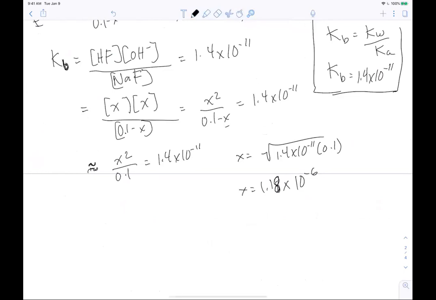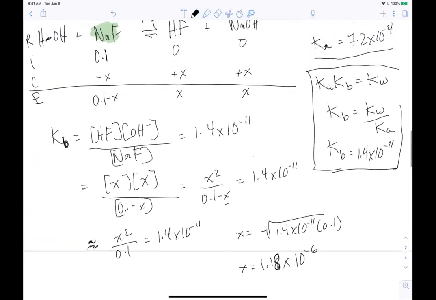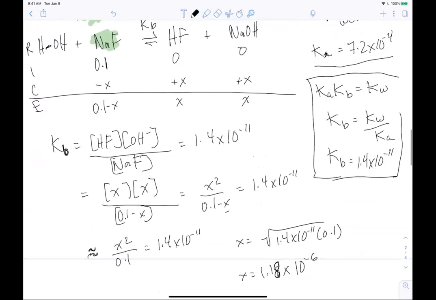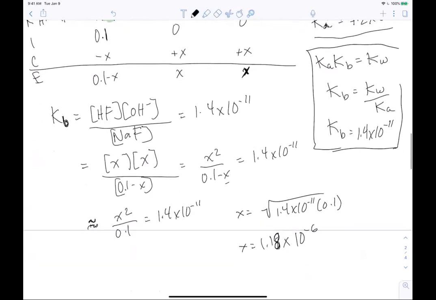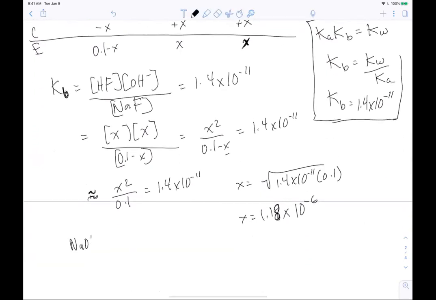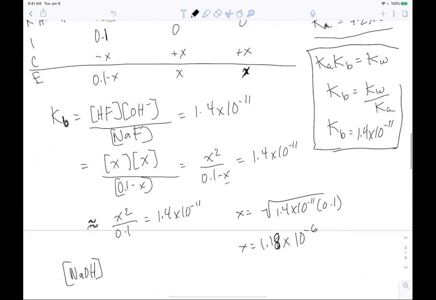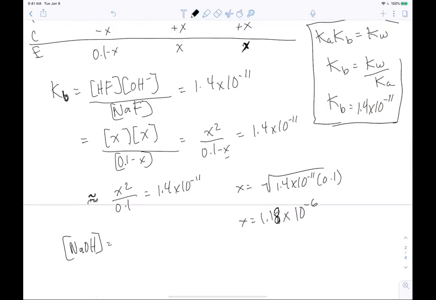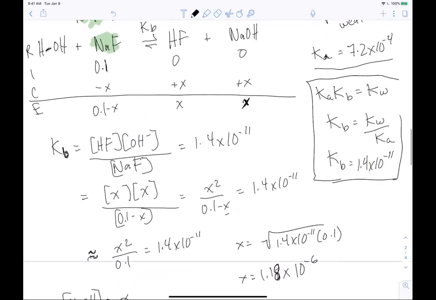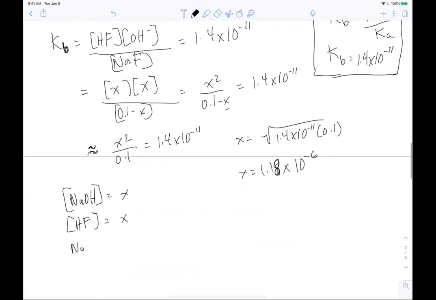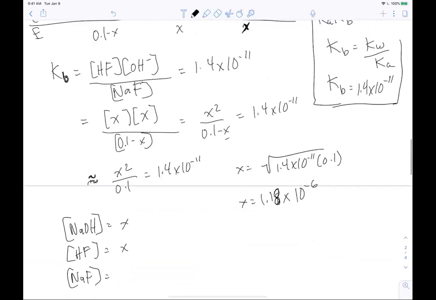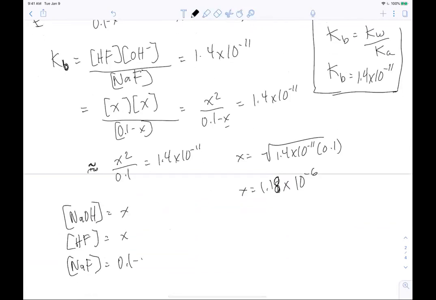We'll work through another problem. All right, so I end up with x equals 1.8 times 10 to the minus 6. So it's important to remember what we're doing when we get to this point. What is x? x is equal to the hydroxide concentration. It's also equal to the hydrofluoric acid concentration that we form. If we wanted to calculate the sodium fluoride concentration at equilibrium, that's equal to 0.1 minus x.